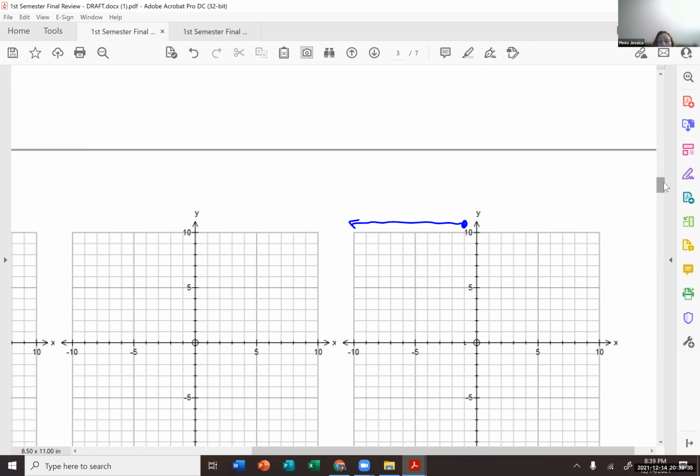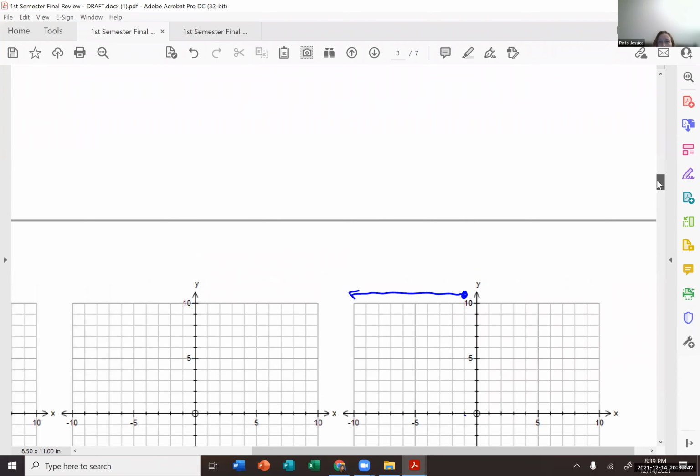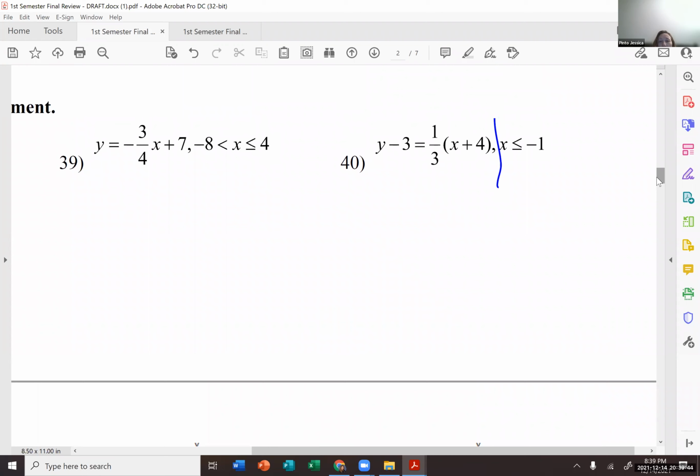So that's the shape that's going to go on the graph. I just need to know where to place it and what the slope is. So I need to plug in this number because that's where that closed circle is going to go. I'm going to plug it into this equation.